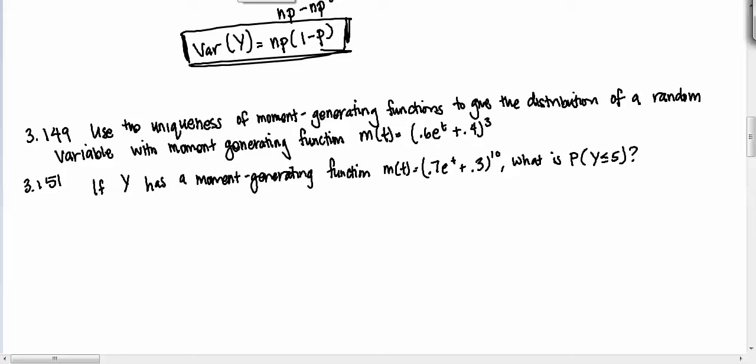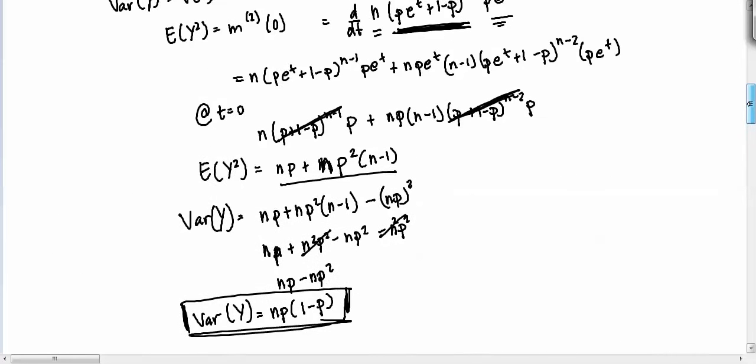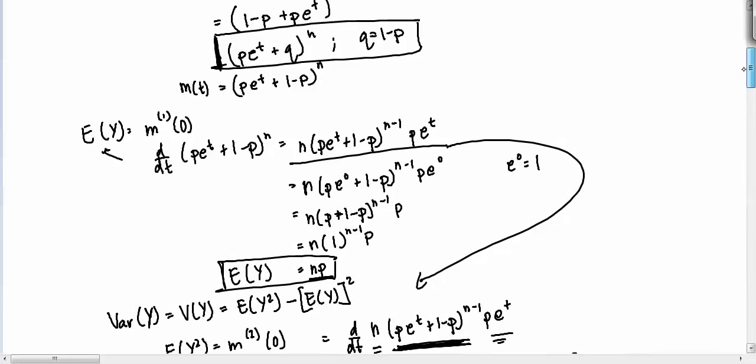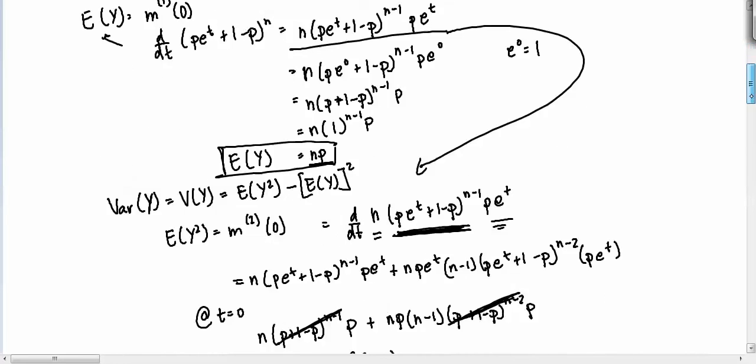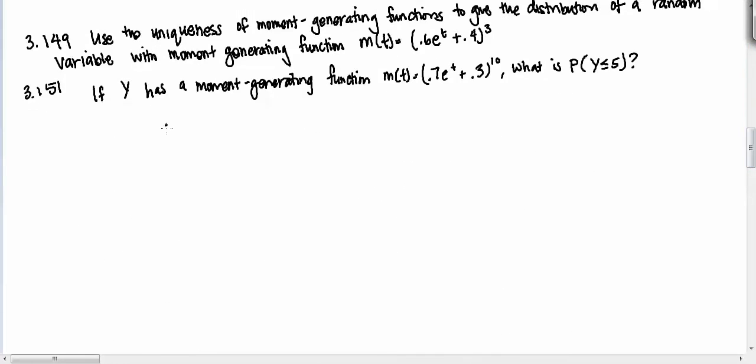We want to use the uniqueness of the moment generating function to give the distribution of a random variable with moment generating function M(t) equals 0.6 e^t plus 0.4, cubed. Remembering that the moment generating function that I derived earlier was M(t) equals (p times e^t plus 1 minus p) all to the n power. So let me just write that down.